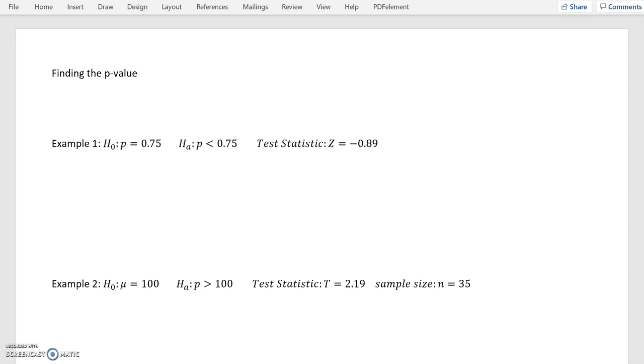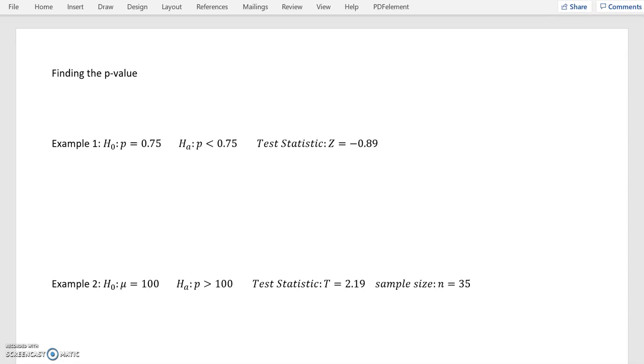So here, our first example, we're doing a test for a single proportion. Our null hypothesis is that p is equal to 0.75. Our alternative is that p is less than 0.75. Our standardized normal z test statistic is negative 0.89.